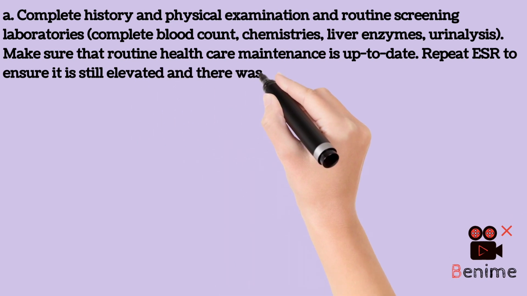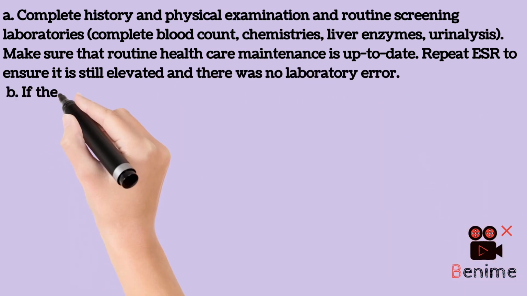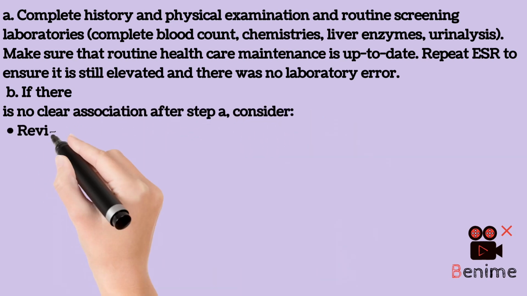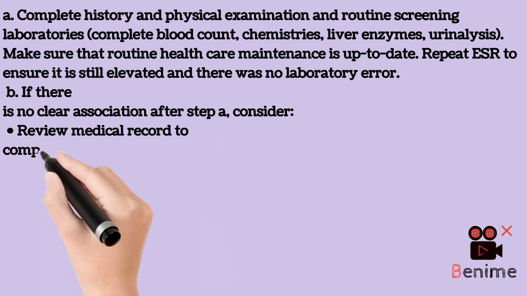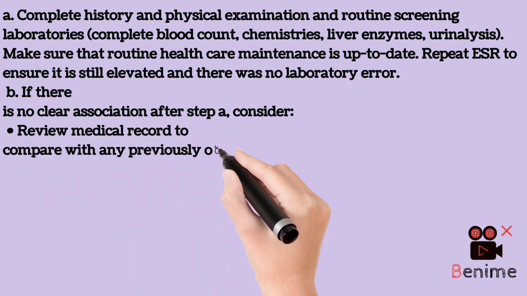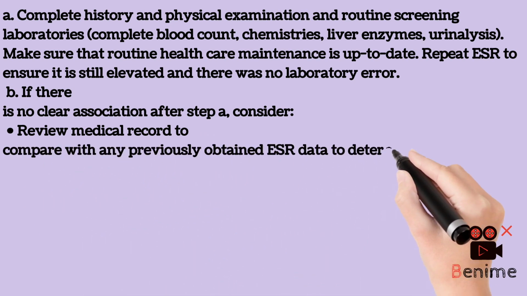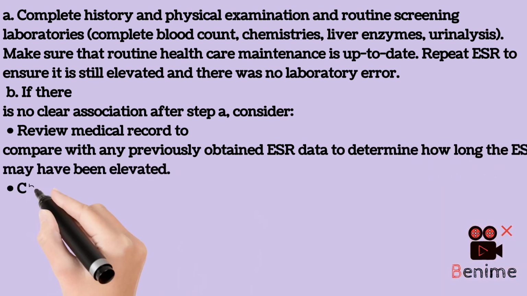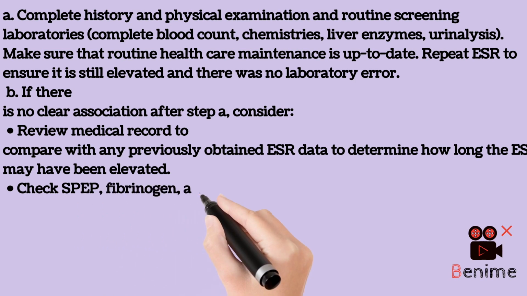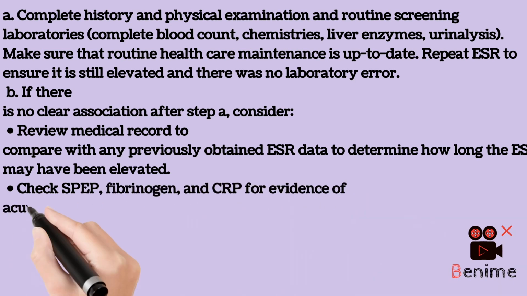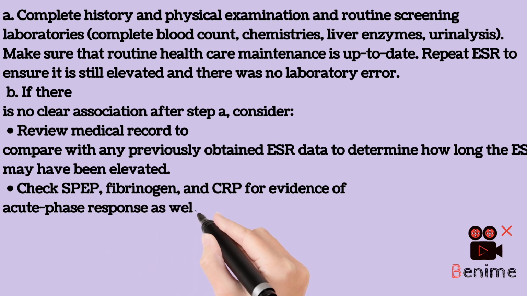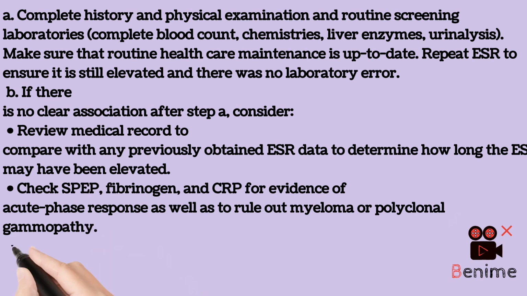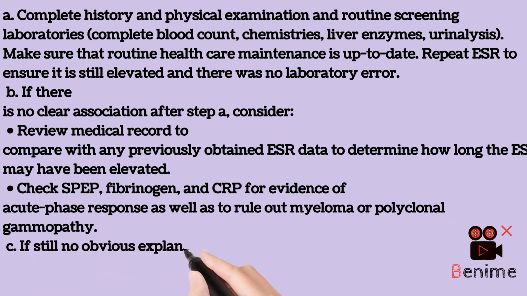B. If there is no clear association after step A, consider the following. Review medical record to compare with any previously obtained ESR data to determine how long the ESR may have been elevated. Check SPEP, fibrinogen, and CRP for evidence of acute phase response as well as to rule out myeloma or polyclonal gammopathy. C. If still no obvious explanation, recheck the ESR in 1 to 3 months.